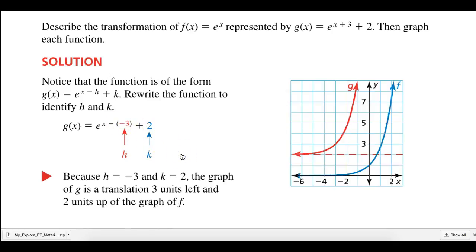Now, to graph that, again, you would just look at your parent function, f, which is blue. This is e to the x power. And to make your graph, you simply apply the transformation. So 2 units up and 3 units to the left. So that's how easy it is to identify and graph transformations.